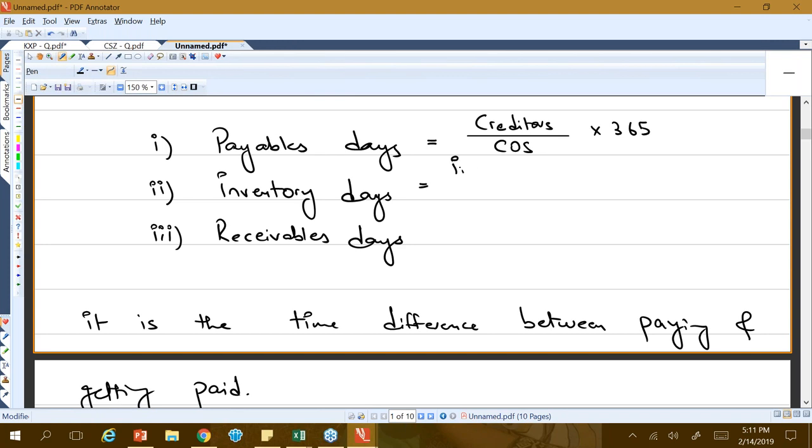The inventory days, we take inventory over the cost of sales into 365. And then receivables, we take receivables or the debtors, they both mean the same thing, debtors, receivables, over the sales into 365. So in this way, once we have computed these three days, we can then find the cash operating cycle.